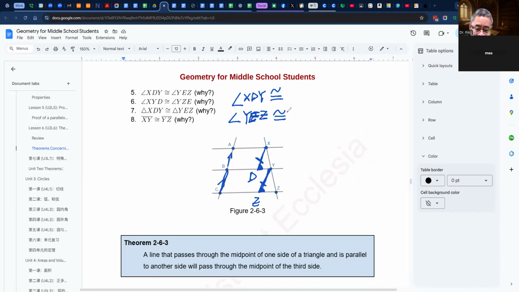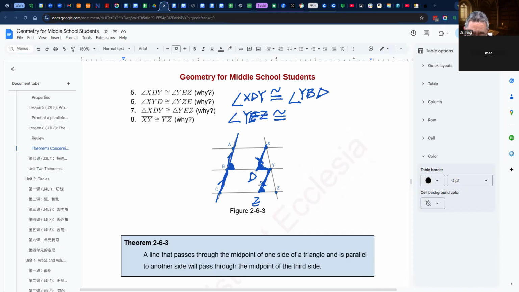Well, they are not vertical angles. So because of this, we're going to use the property that this line is parallel to this line. That means this angle is congruent to this angle. So XDY is congruent to YBD, and those are corresponding angles.